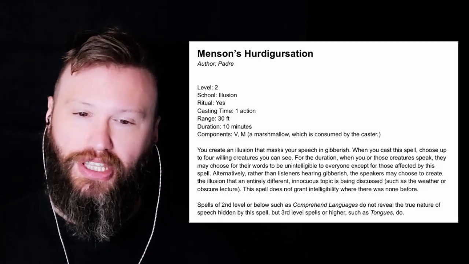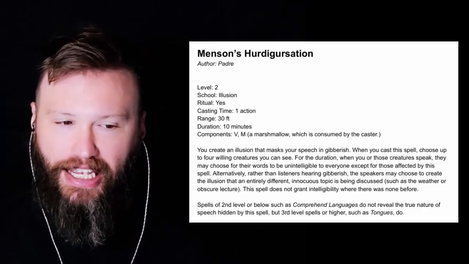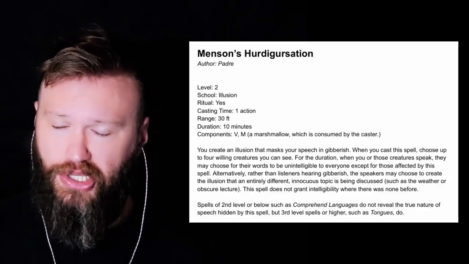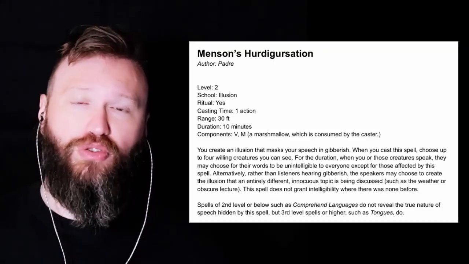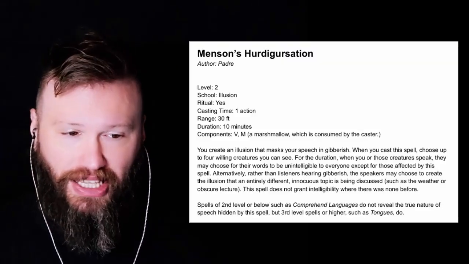Okay. We also see that it's filling a kind of unique and interesting role. It's not competing with Fireball or Fly. It's actually carving out its own niche. It's not even competing with spells like comprehend languages or tongues, right? So it's a communication chaos spell. It masks speech into gibberish or innocent lectures.